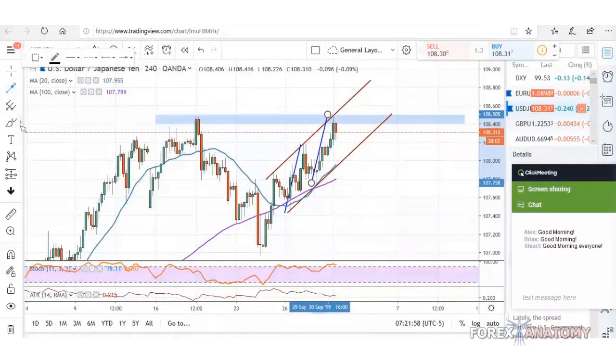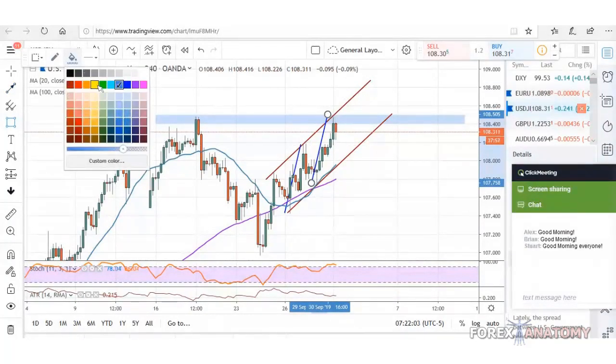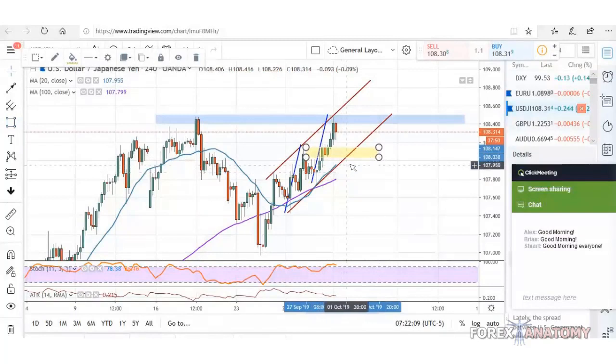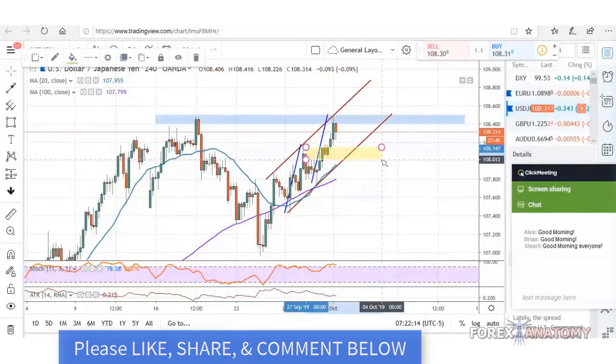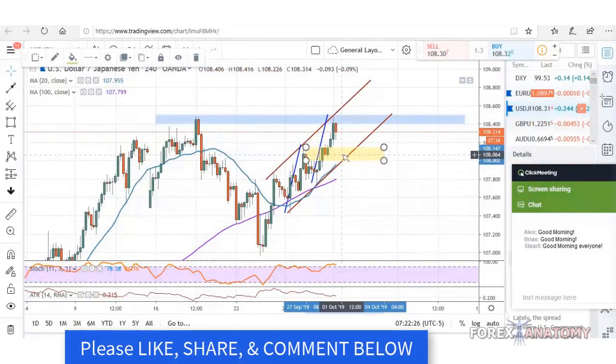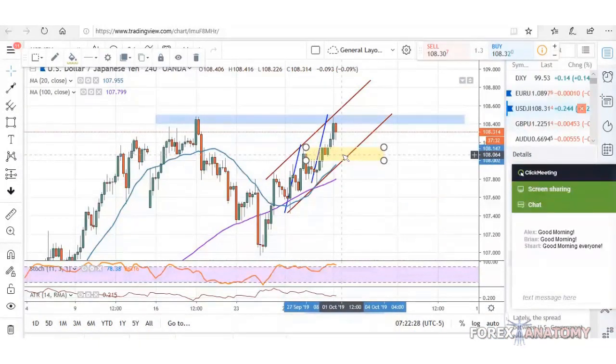Let me just draw this in, and let me just change the color. You can see a correction into this zone right here, which is not too far from our psychological level of 108. So between the 108 psychological level and 108.15 or 14, we could see price fall and correct into this zone, and then that's where we could find a buying opportunity for this particular pair.